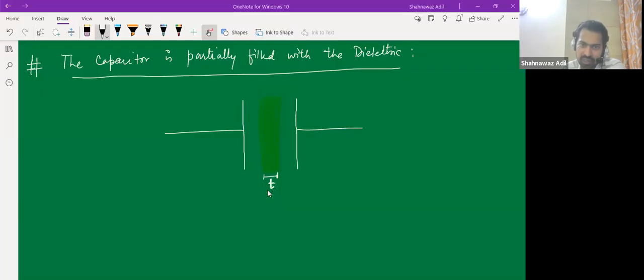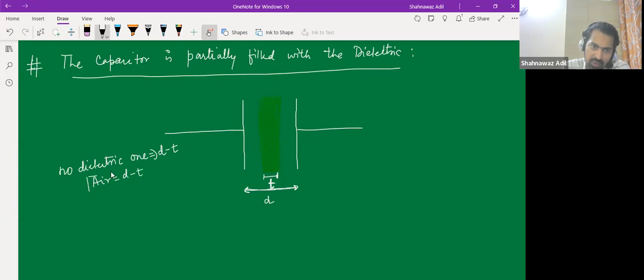In that case, what would be the capacitance? Let us try to calculate it. The total distance is d. The non-dielectric part, the air, is d minus t. Clear?